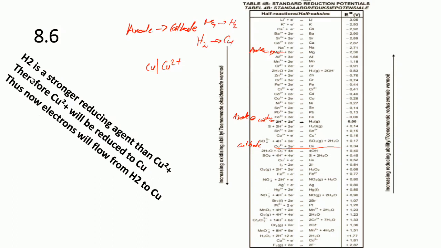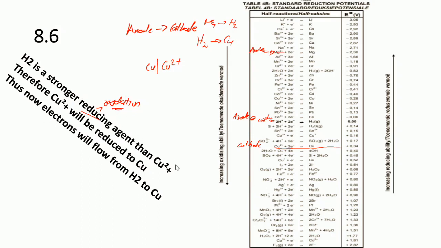So what are we going to say in explaining that? We'll say H2 is a stronger reducing agent than the Cu2+ ions, right? What is a reducing agent? We've already said this is the one that undergoes oxidation. So in other words, the H2 is the one that will now undergo oxidation. Hence we say it's a stronger reducing agent. So H2 will now undergo oxidation.